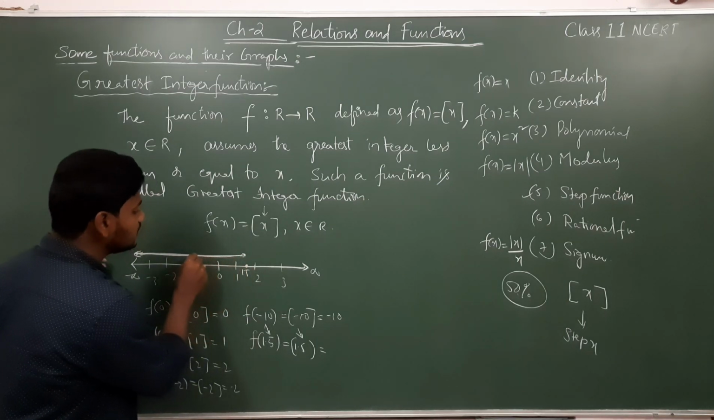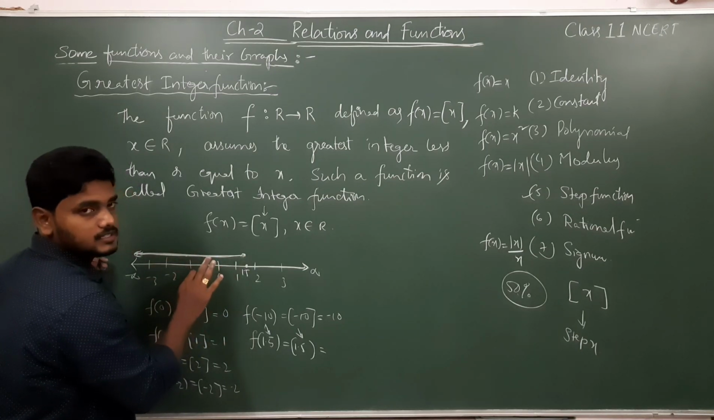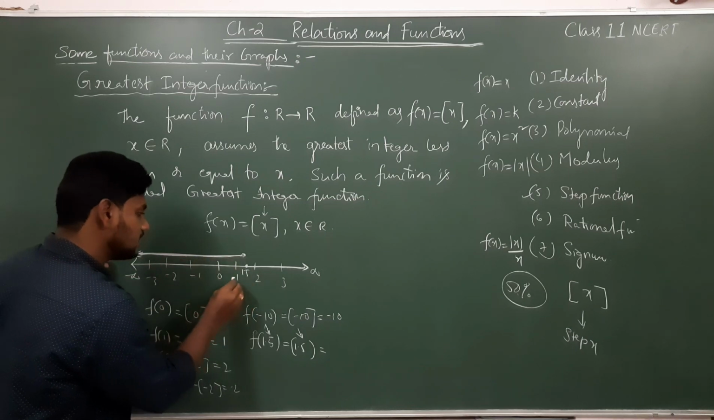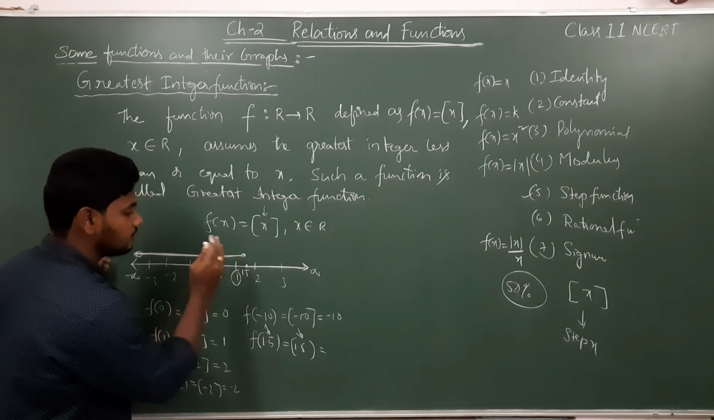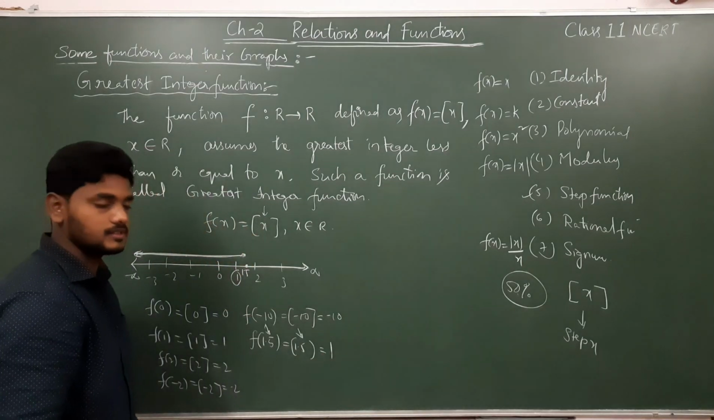On the less than side, these are integers: minus 3, minus 2, minus 1, 0, 1. In this, what is the greatest integer? 1. From 1.5, on the left side, the greatest integer is 1. So the answer is 1. That's it.